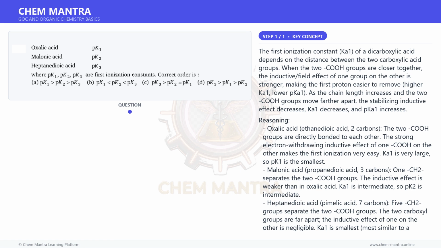Why other options fail? A. pKa1 > pKa2 > pKa3, this is the reverse of the correct trend. C. pKa3 > pKa2 = pKa1, malonic and oxalic acids do not have equal pKa1 values, oxalic acid is significantly stronger. D. pKa3 > pKa1 > pKa2, this incorrectly places malonic acid as having the smallest pKa1, which is wrong.